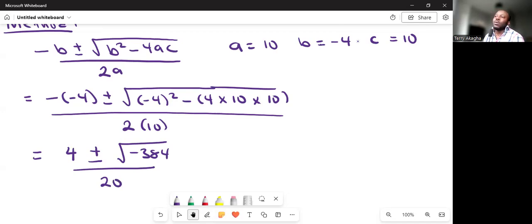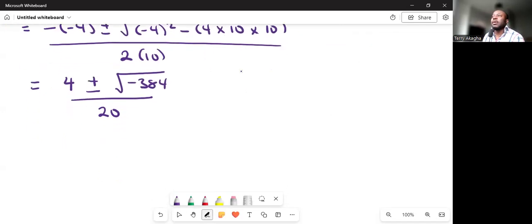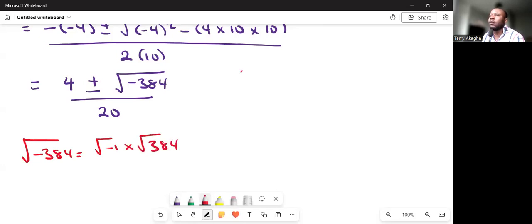So as usual, you already know what time it is. We're having a complex number here because you can't find the square root of minus 384. We've talked about this earlier, so we can break down 384. The square root of minus 384 is the square root of minus 1 times the square root of 384. Are you seeing it? The square root of minus 1 is i, so it's i times the square root of 384. And the square root of 384 gives you 8 root 6, so it's 8 root 6 i.